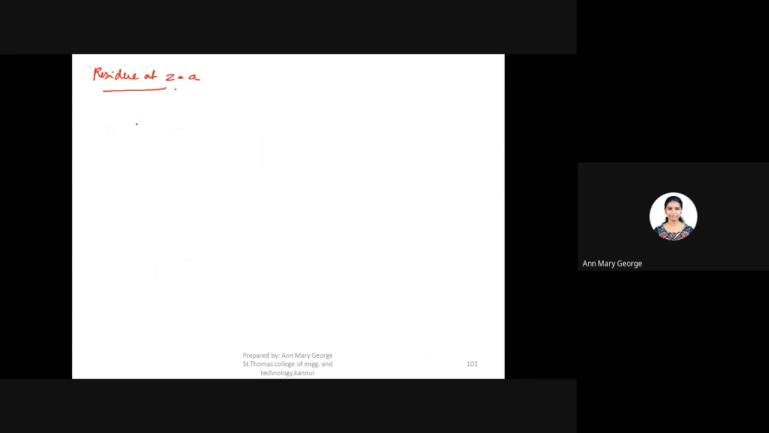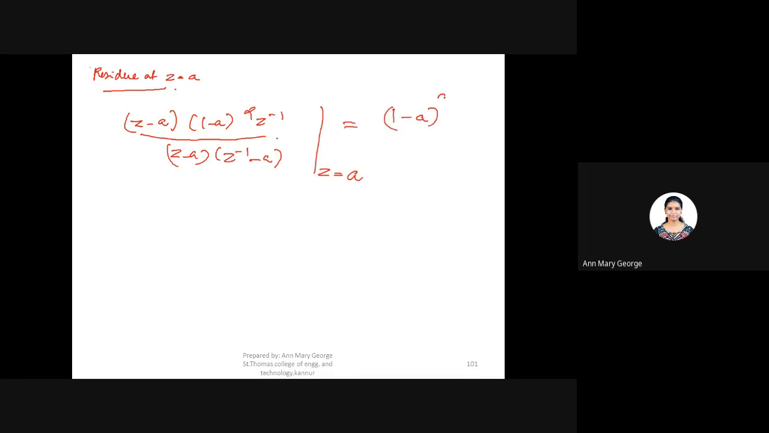How do we do it? Take the earlier term, z minus a, into 1 minus a square z inverse by z minus a into z inverse minus a, at z equal to a. By applying this, substitute a for every z. So we will get 1 minus a square a inverse by a inverse minus a.